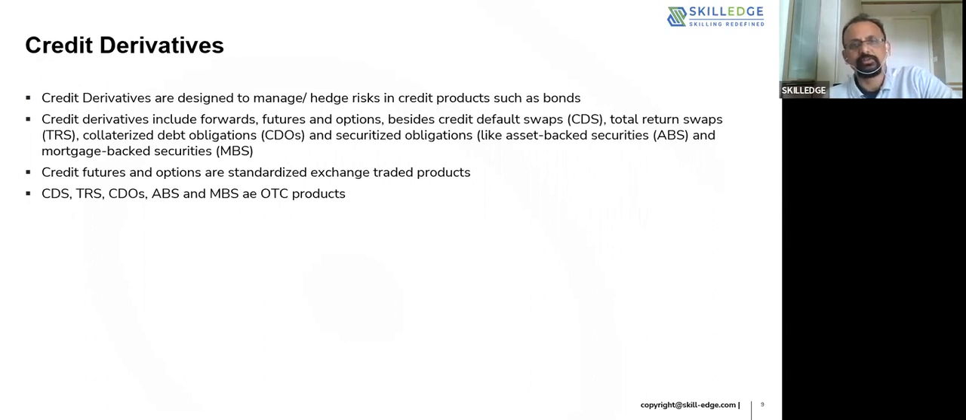Futures are there, which are listed on the exchanges. Options are there. And there are some other products like credit default swaps or TRS, total return swaps. There also are collateralized debt obligations or CDOs. And there are securitized obligations like asset-backed securities and MBS, mortgage-backed securities. Again, standardized contracts are traded on exchange, while OTC means traded outside the exchange, peer-to-peer with the counterparties. Typically, CDS, TRS, CDOs, ABS, MBS are OTC products. Now, we'll discuss some of these in detail. We're not going to discuss all of this in detail.